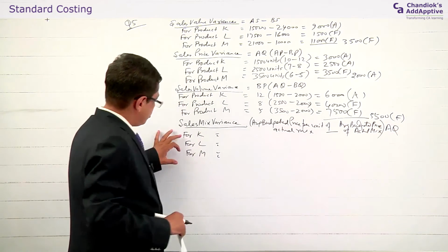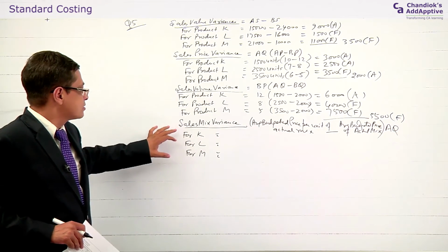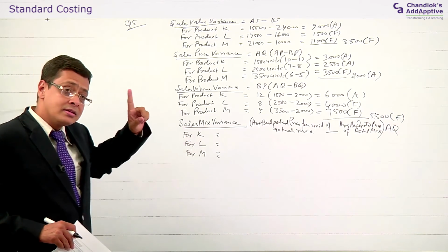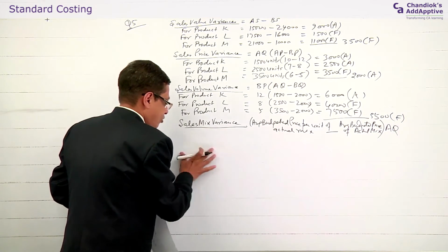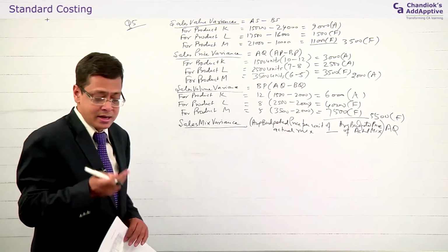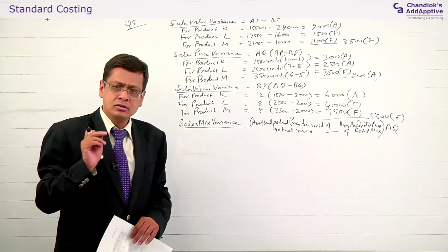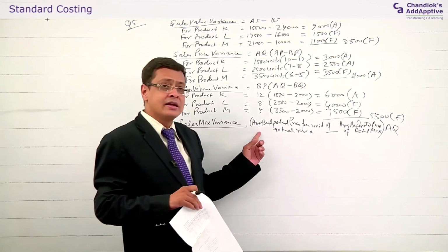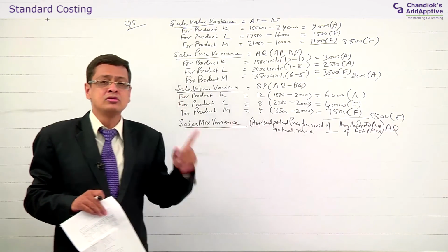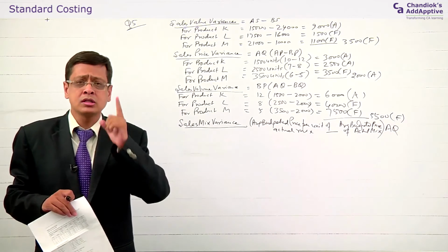Friend, if you do like this, you are making one mistake. The mix variance will be one variance. It won't be for K, it won't be for L, it won't be for M. This mistake students are making in the exam. Therefore, you have to calculate it. Why one variance? Because you are taking average figure. You are not using each figure individually. So, please be cautious on this point.